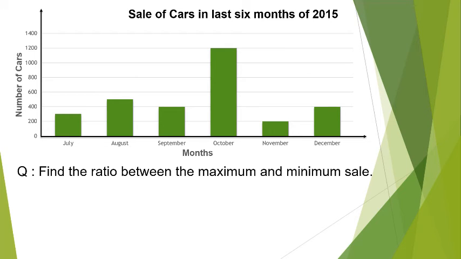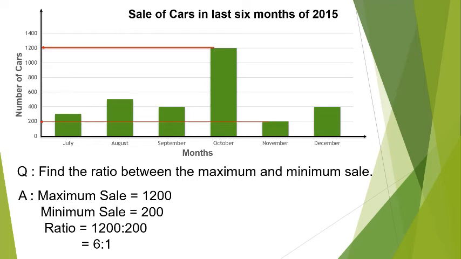Now, next question. Find the ratio between the maximum and minimum sale. So, before finding the ratio, we will find out the maximum and the minimum sale. Maximum sale is of October, that is 1200 cars, and the minimum sale is of November, that is 200 cars. So what we will be doing? Now we will divide 1200 by 200, and on simplifying we got the value 6:1.